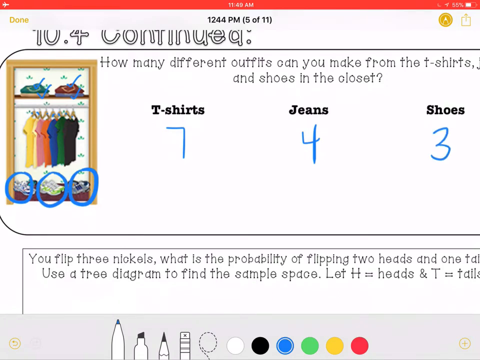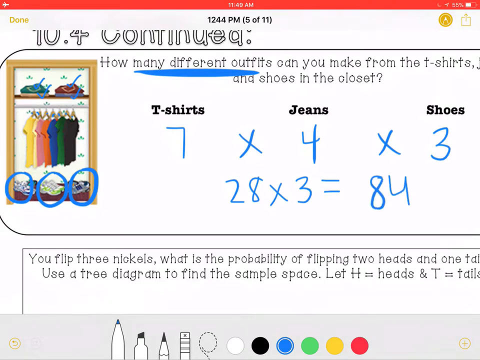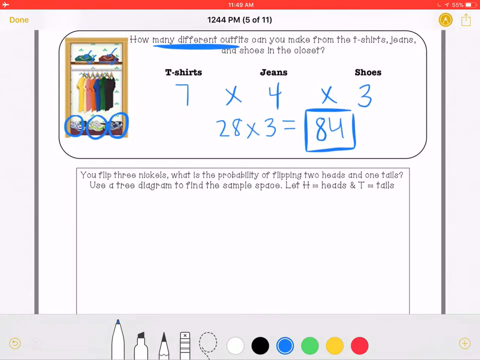So to figure out how many different outfits there are, you're just going to multiply all of these together. So 7 times 4 is 28. Now do 28 times 3. That gives us 84 different outfits from this closet.